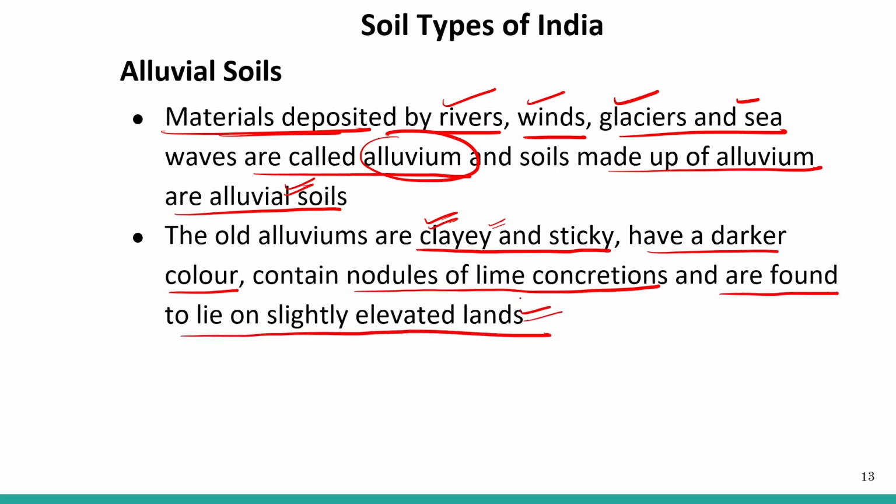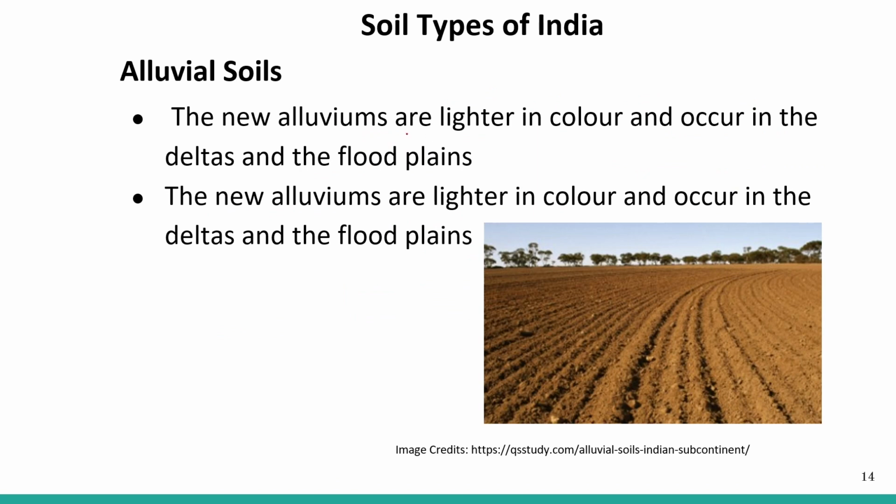So they are basically present on quite elevated land, and they have lime concentrations in them. The old alluvium is quite darker in color. The new alluviums are lighter in color and occur in the deltas and the floodplain.